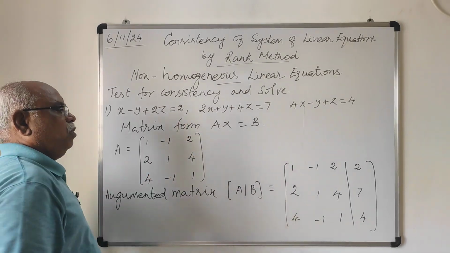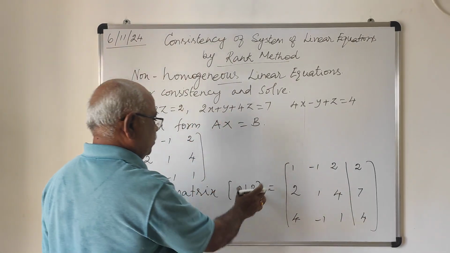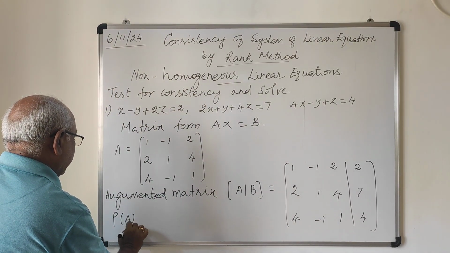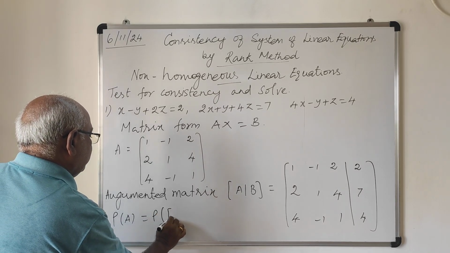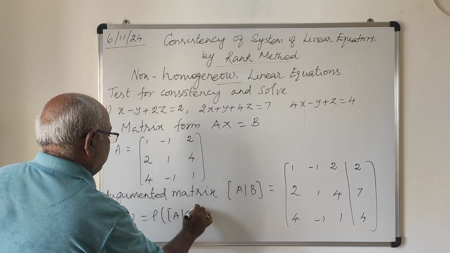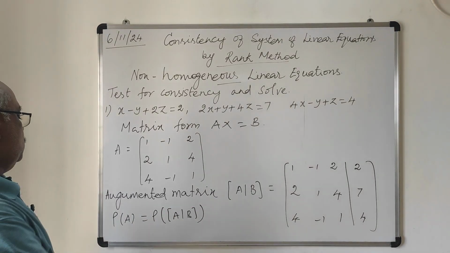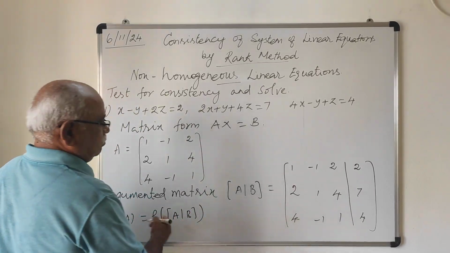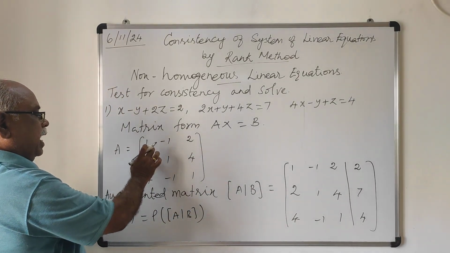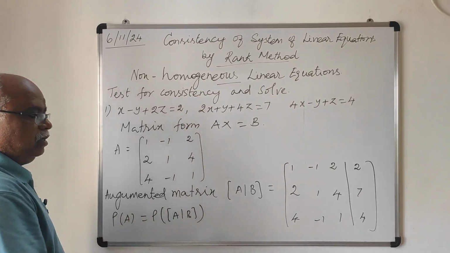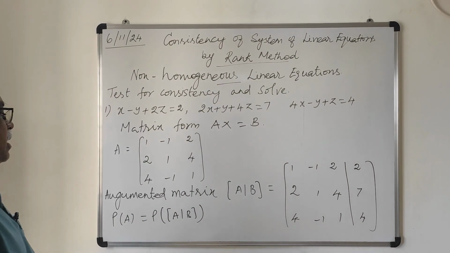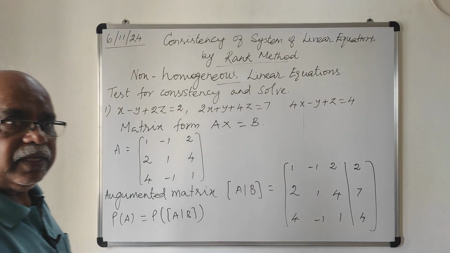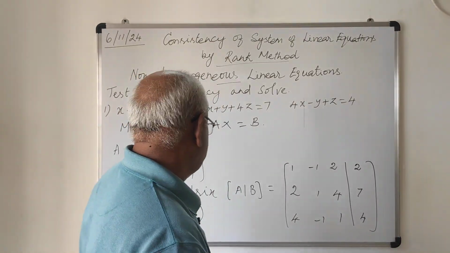Now we have to find the rank of the matrix A and the rank of the augmented matrix [A | B]. The rank of matrix A is denoted by ρ(A), and the rank of the augmented matrix by ρ(A, B). If the rank of the coefficient matrix A and the rank of the augmented matrix are equal, then the equations are said to be consistent.